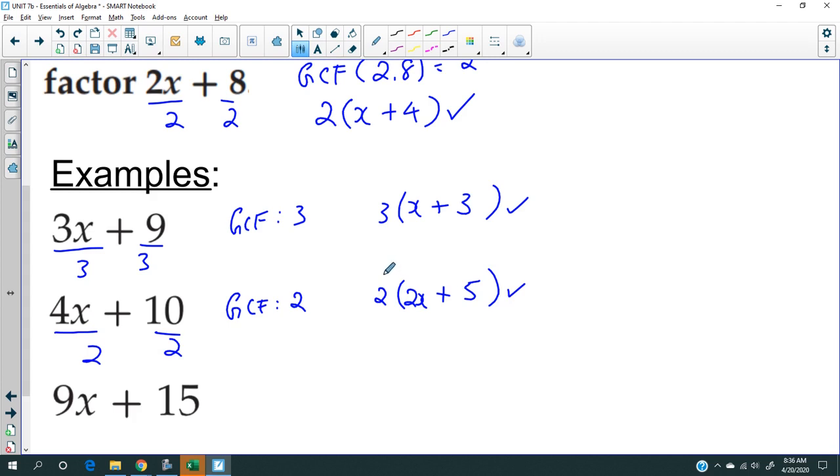Yeah, you can just go ahead and distribute, right? So if you distribute this, that'll be 4x plus 10, which is 4x plus 10. Okay, that's how you check. All right, now, between 9 and 15, what's the GCF? Yeah, 3. So let's divide both of them by 3. 9x divided by 3 is 3x, plus 15 divided by 3 is 5, and that's it.